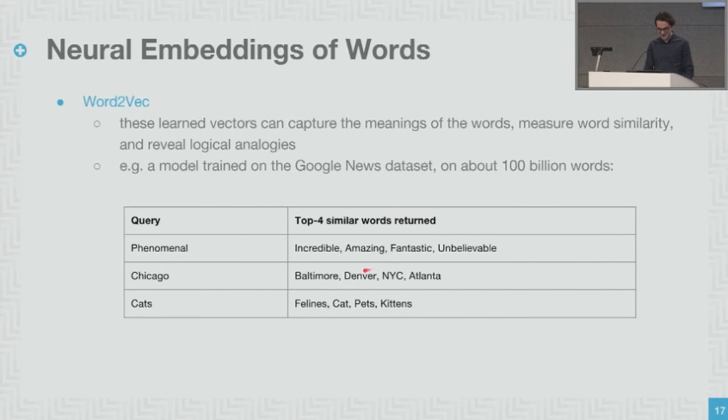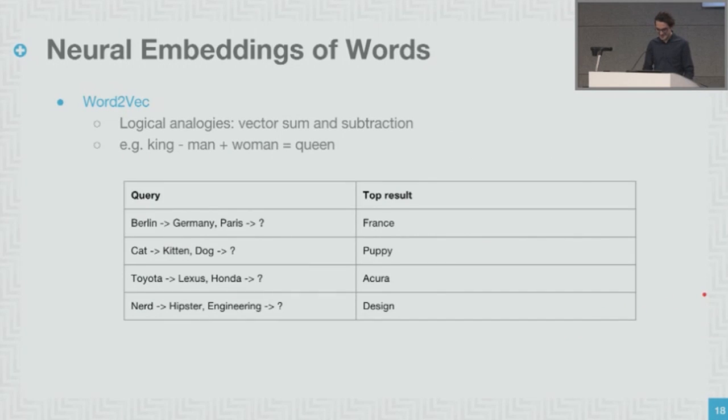Same for Chicago, for example, it was Baltimore, Denver, NYC, and Atlanta. For cats, it was felines, cat, pets, and kittens. It gets more interesting. It can also learn logical analogies, and since we represent these words as vectors, we can capture some analogies by just using simple vector subtraction and sum. For example, the vector subtraction and sum for king minus man plus woman would be something very similar to a queen. Here I ran some queries on the same model to see what kind of analogies it could capture.